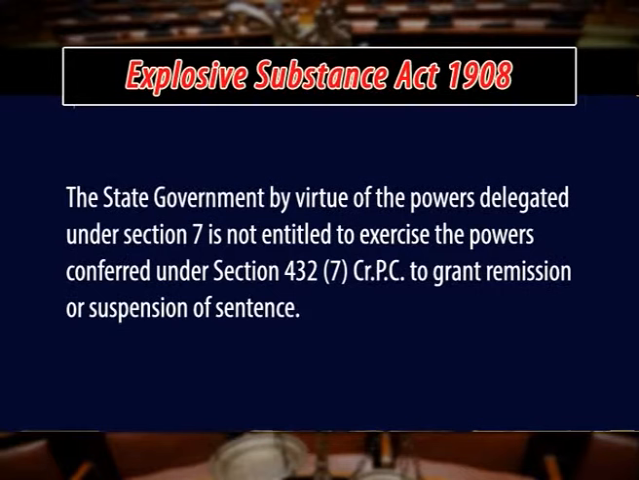Consequently, the state governments have jurisdiction to give consent in respect of an offence against the Act. The state government, by virtue of the powers delegated under Section 7, is not entitled to exercise the powers conferred under Section 432(7) of CrPC to grant remission or suspension of sentence, where the central government only wants to entrust its executive function under an Act to any state government.